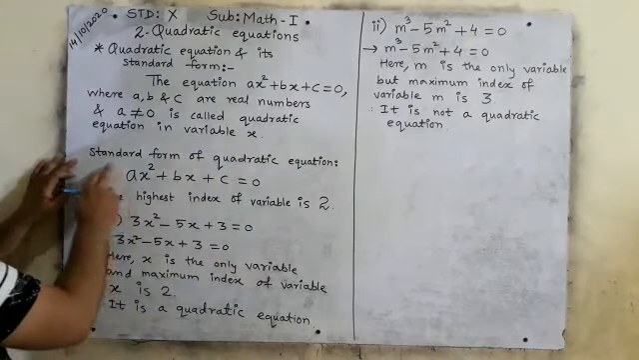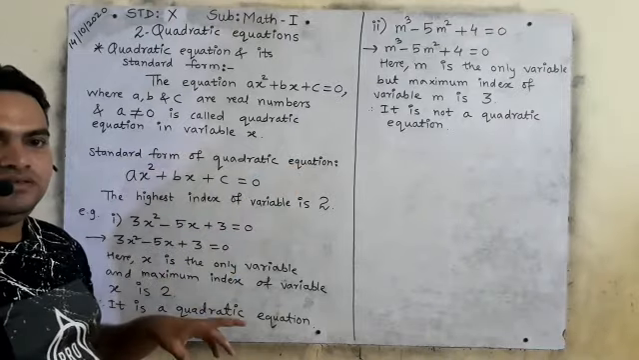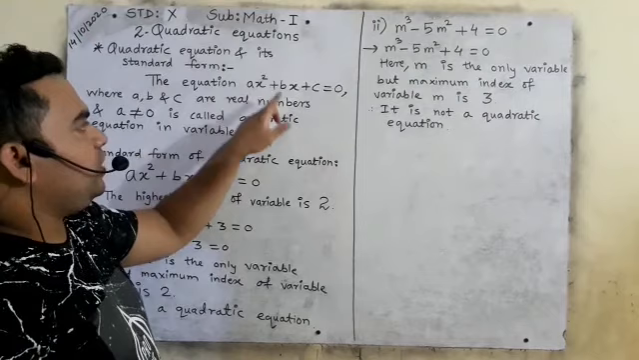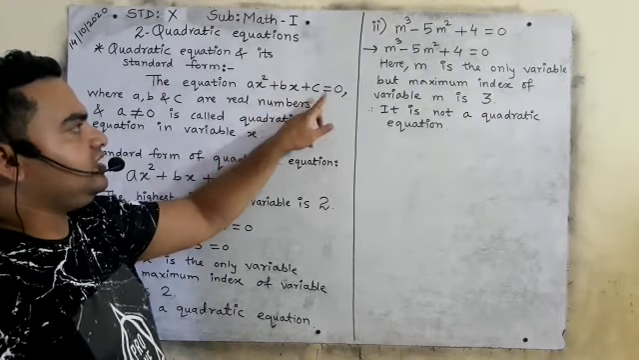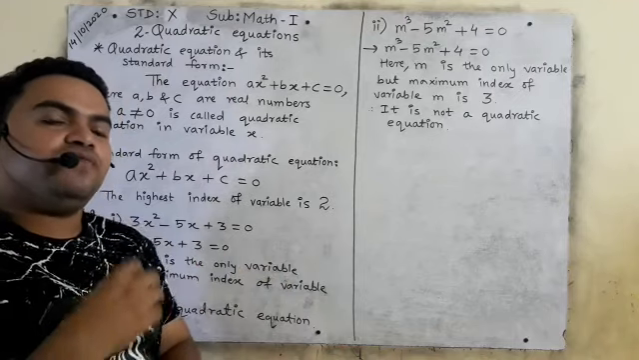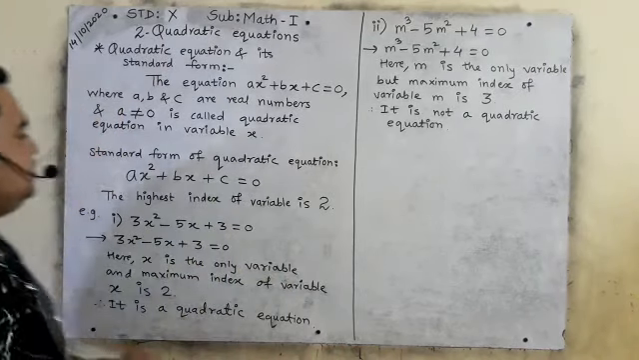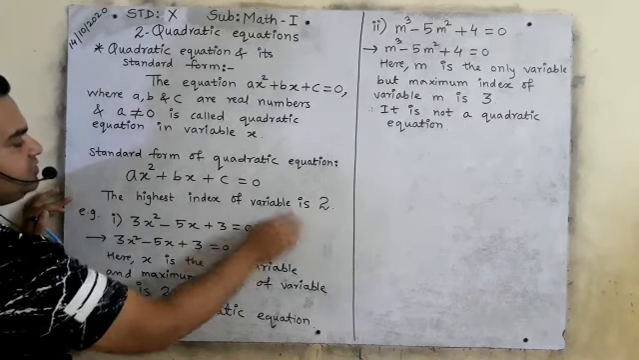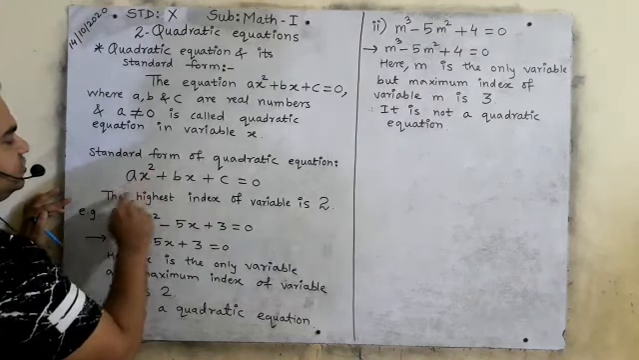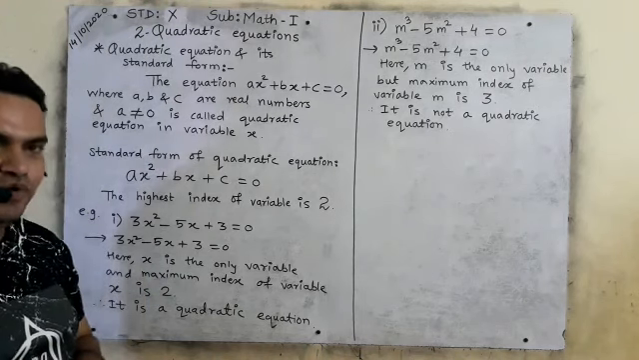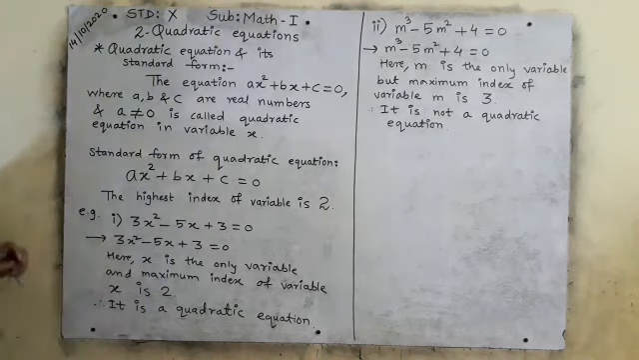Now look at the standard form of a quadratic equation. So this is the standard form. It means ax square plus bx plus c is equals to 0 is the standard form of any quadratic equation. The highest index of the variable is 2. Can you see the highest index of x is 2? So this is quadratic. I hope you understood. Now see the example.